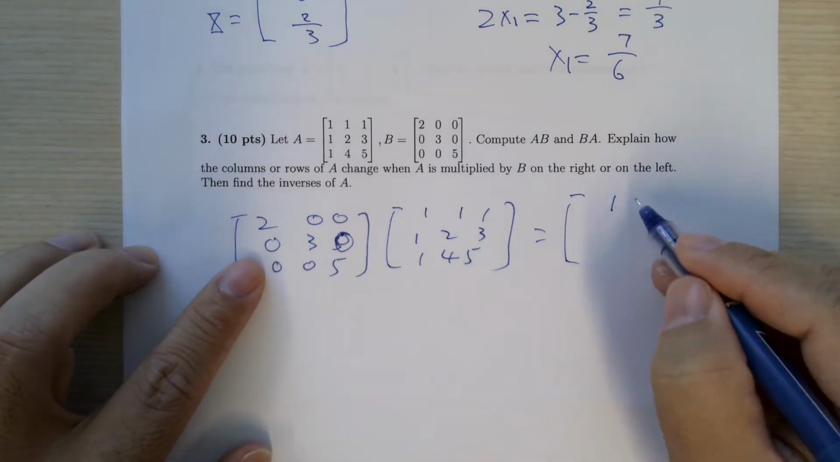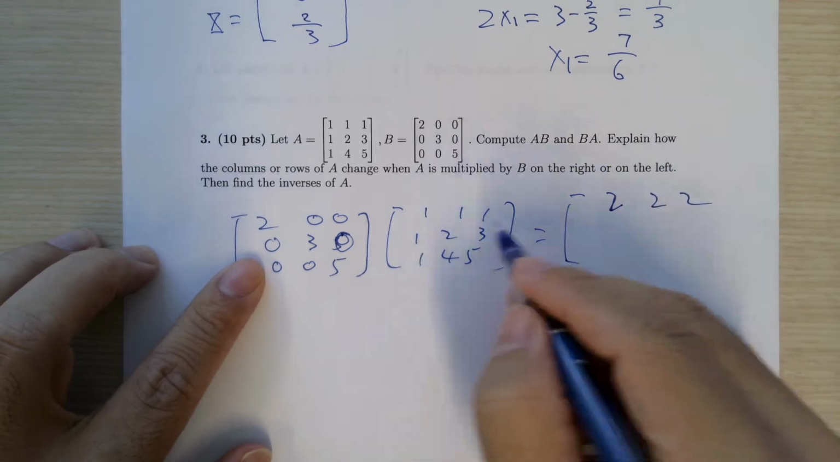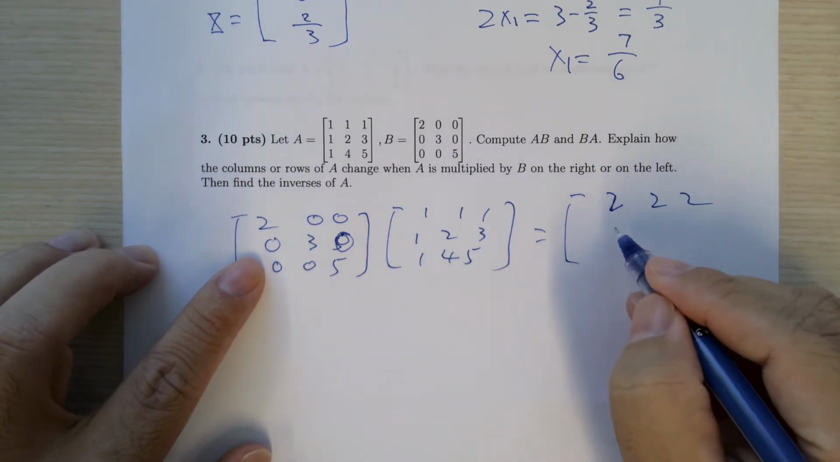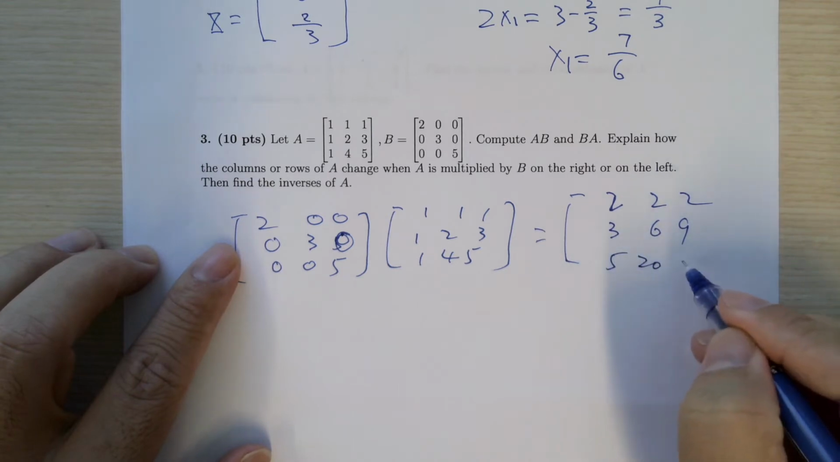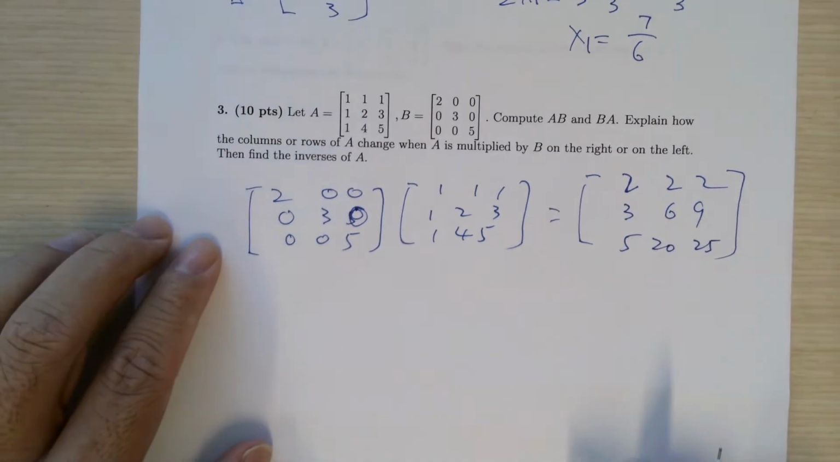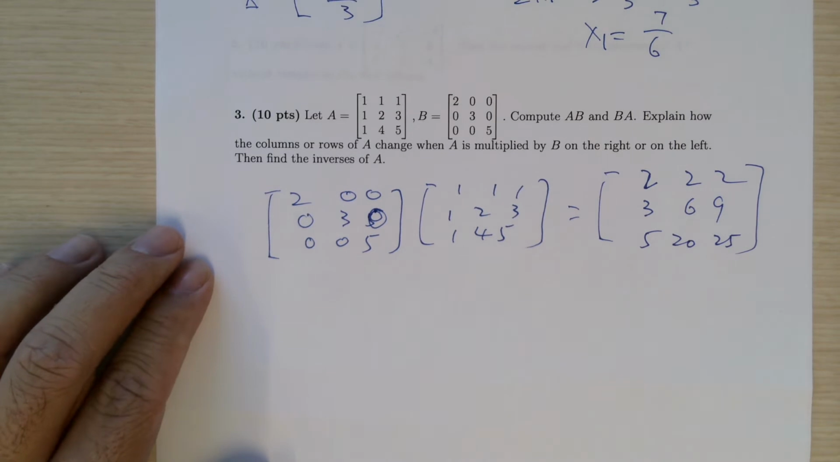You just did 2 times row 1, 3 times row 2, 3, 6, 9, 5 times 5, 20, 25. Okay, so that's super simple.